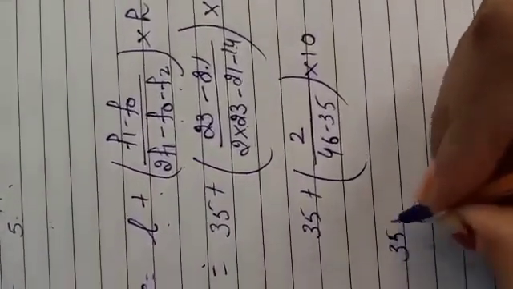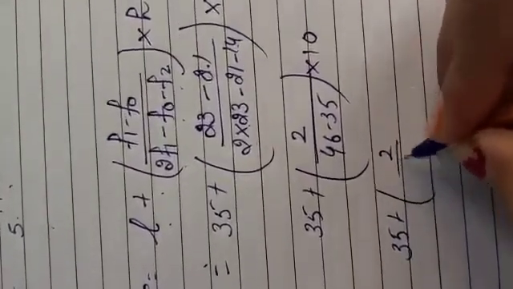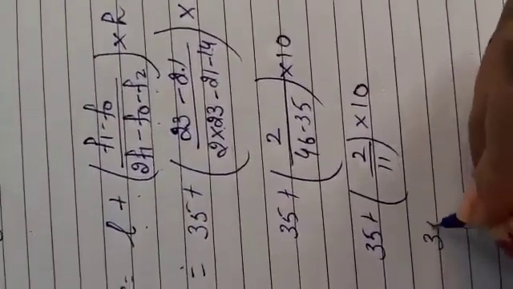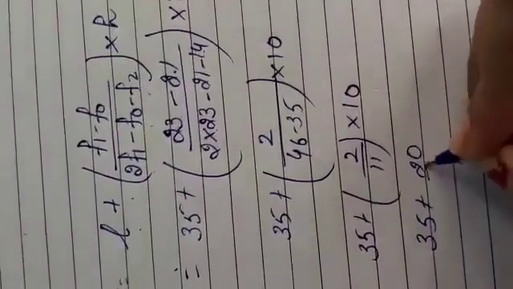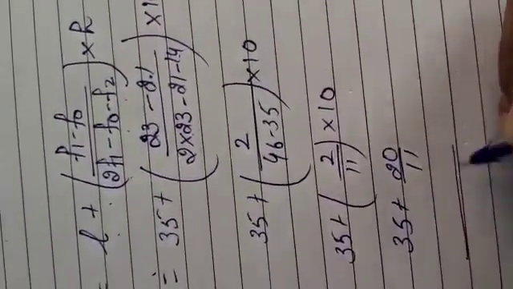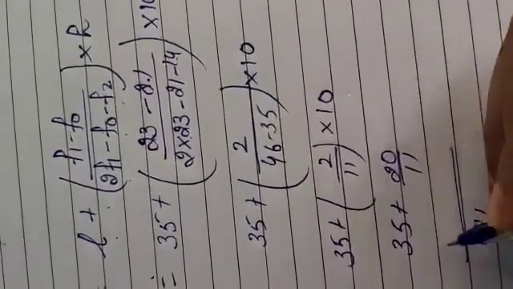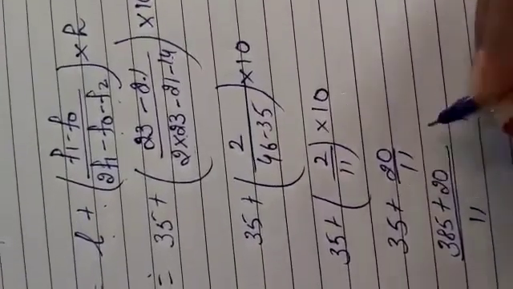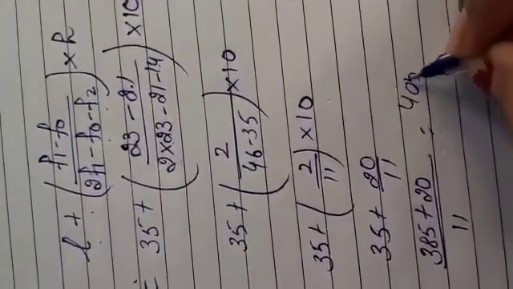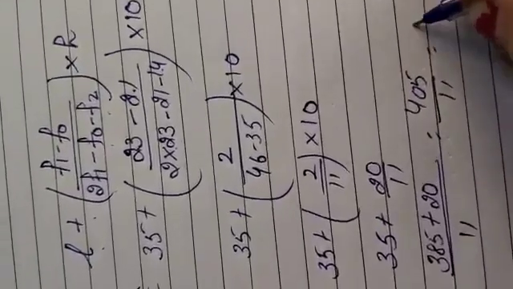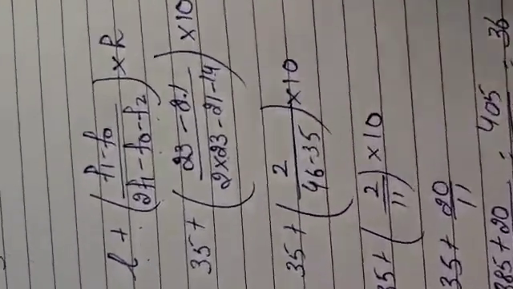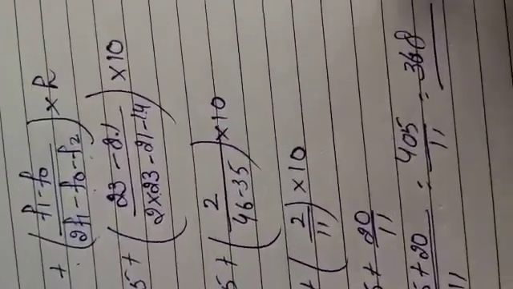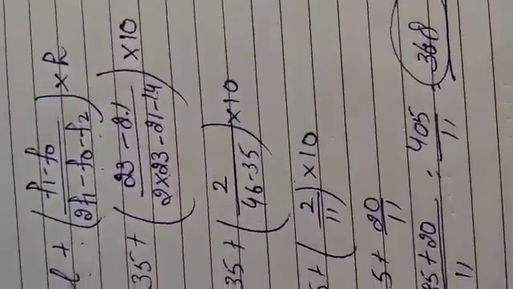Now 35 plus 2 by 11 multiplied by 10. So it is 35 plus 20 by 11. Take the LCM: 385 plus 20 is equal to 405 by 11. The answer is equal to 36.8. So this is the mode of the data, 36.8.